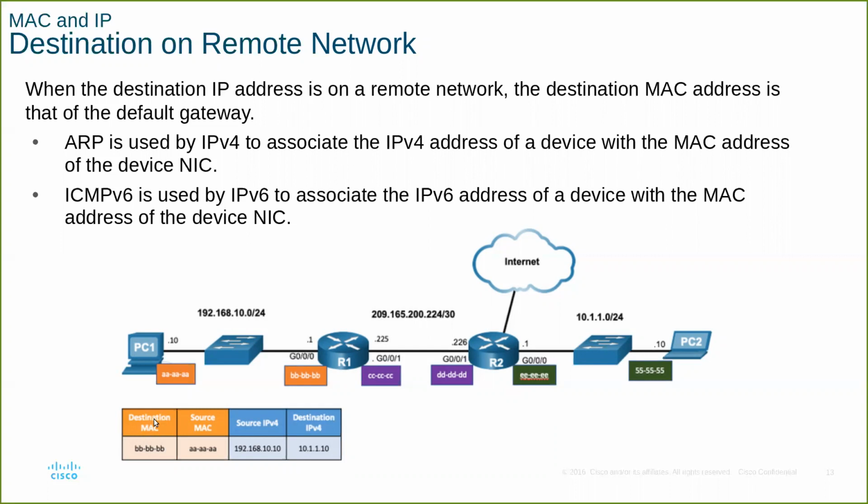the destination MAC address here will not be 55. It is going to be the MAC address of the interface here on router 1. You can see the MAC address on router 1's gigabit 0/0/0 is BB-BB-BB. So that is going to be the MAC address on the packet, along with the source MAC address of PC1, the source IP of PC1, and the destination IP. So that is how it is forwarded.